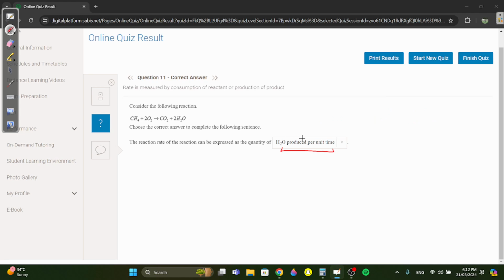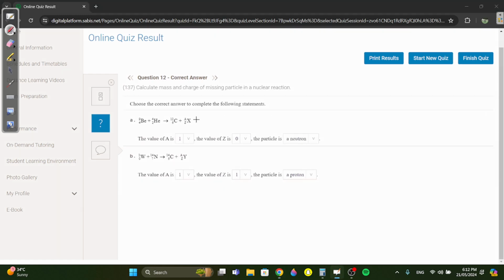If they said H2O used per time, that would be wrong because it's in the products. If we're measuring it in the products, you have to measure how much of it is produced. Since H2O is in the products, we see how much H2O is produced per time. Question 12. I'm going to go through this fast.